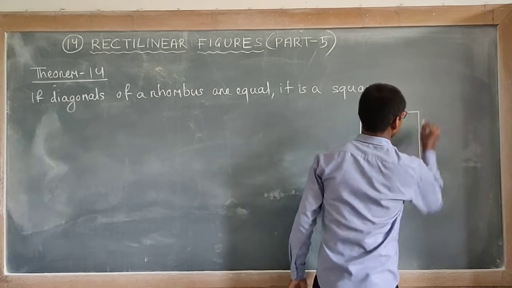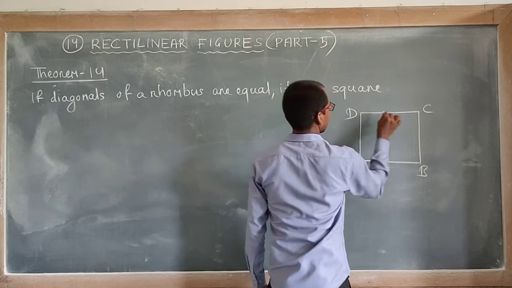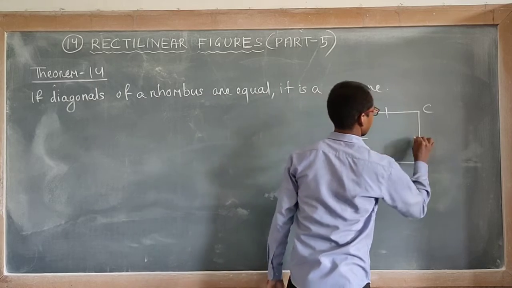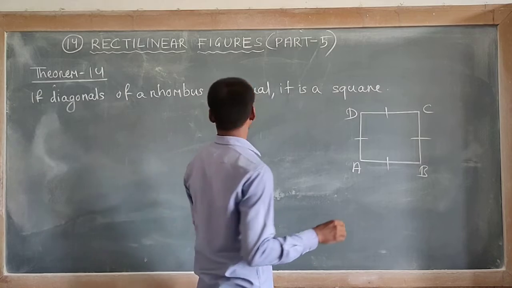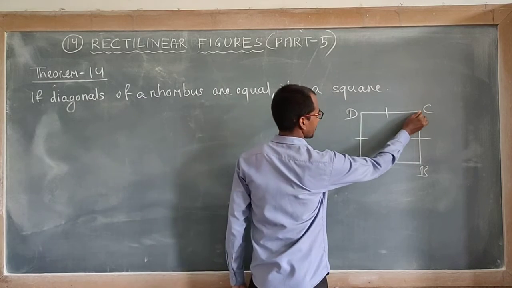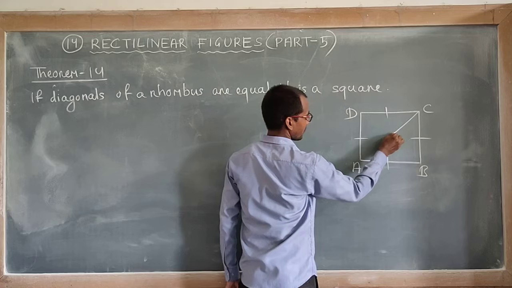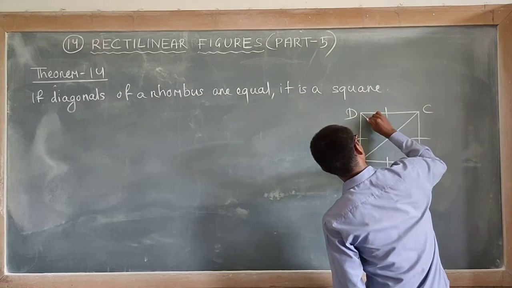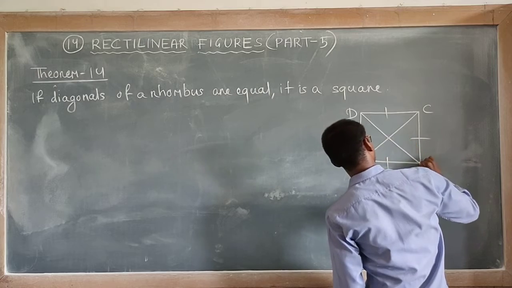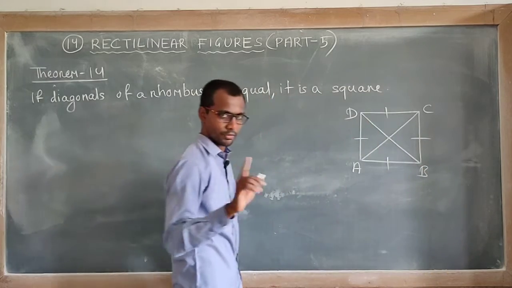A, B, C, D. This is a rhombus. It is not given that it is a square. It is a rhombus still now. But it is given that diagonals are equal. So let us join AC and BD. Diagonals are equal.